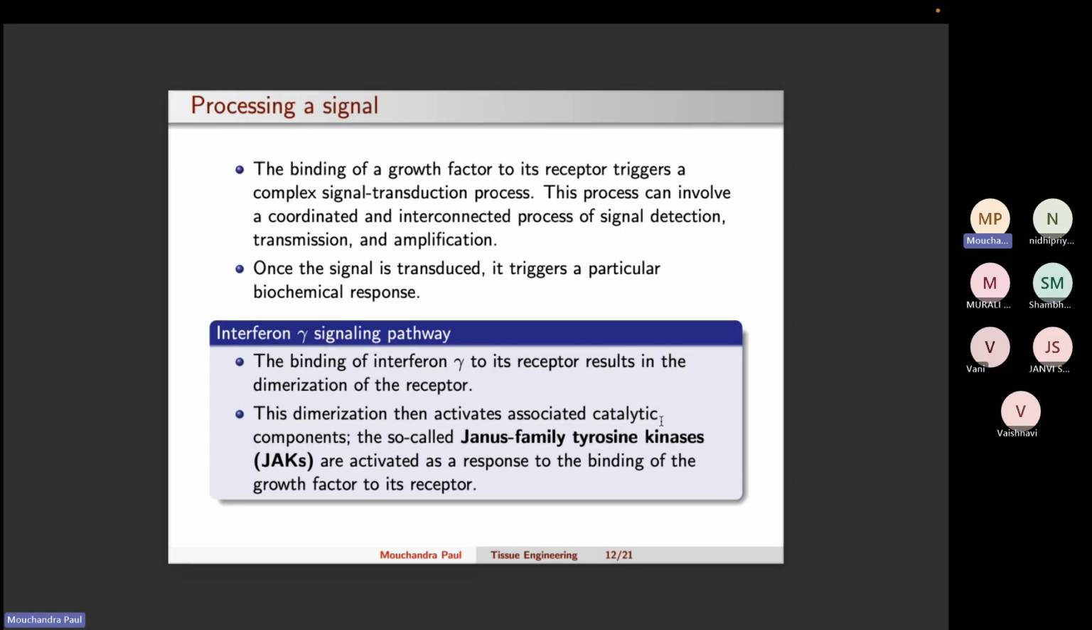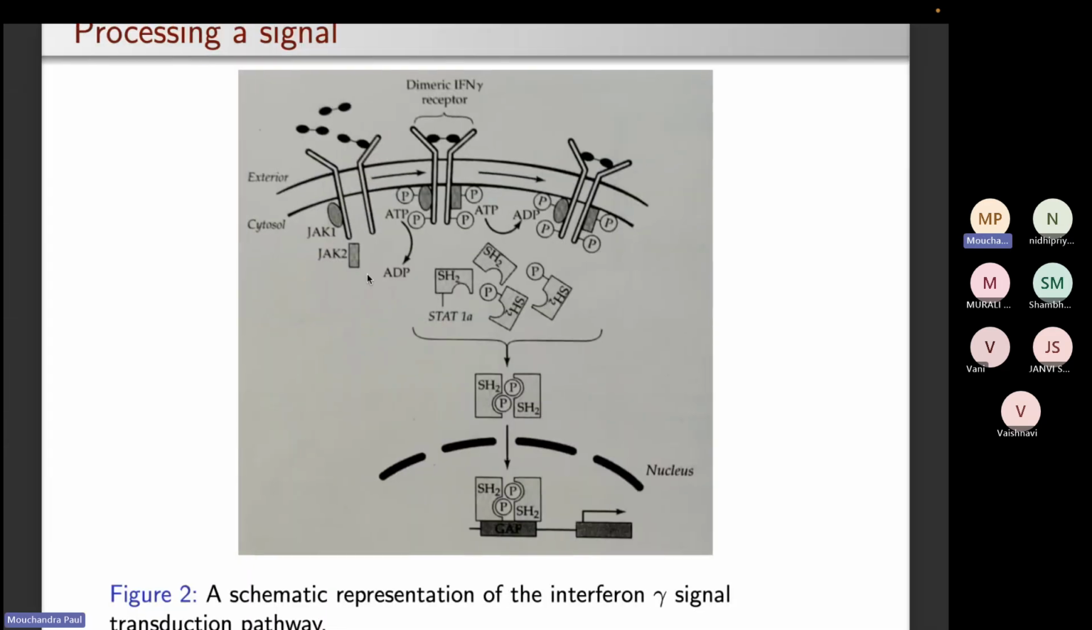This dimerization then activates a series of components present in the cytosol, called JAKs, Janus tyrosine kinases. These are basically kinases whose function is to add a phosphate group. So this dimerization activates these kinases. They will go and bind to the receptor. These are JAK1, JAK2. They bind to the now dimer form of the receptor. They will add a phosphate group to the receptor. This phosphate group is coming from ATP molecules.